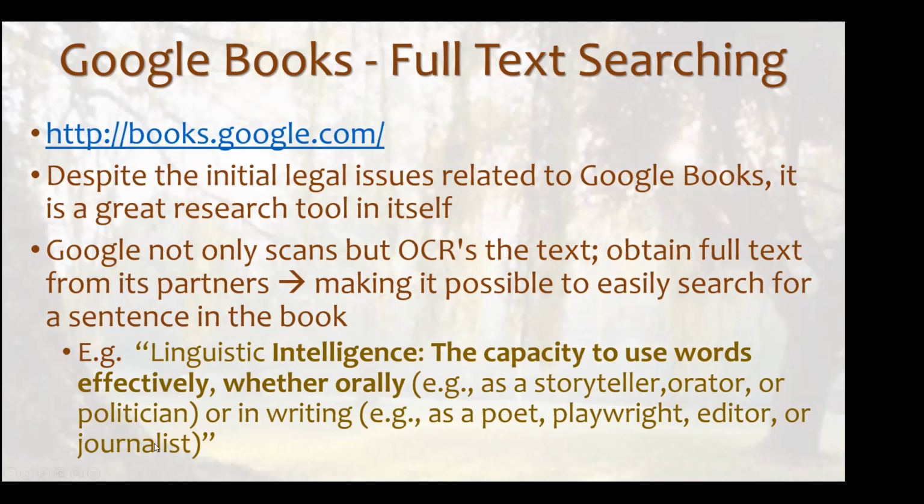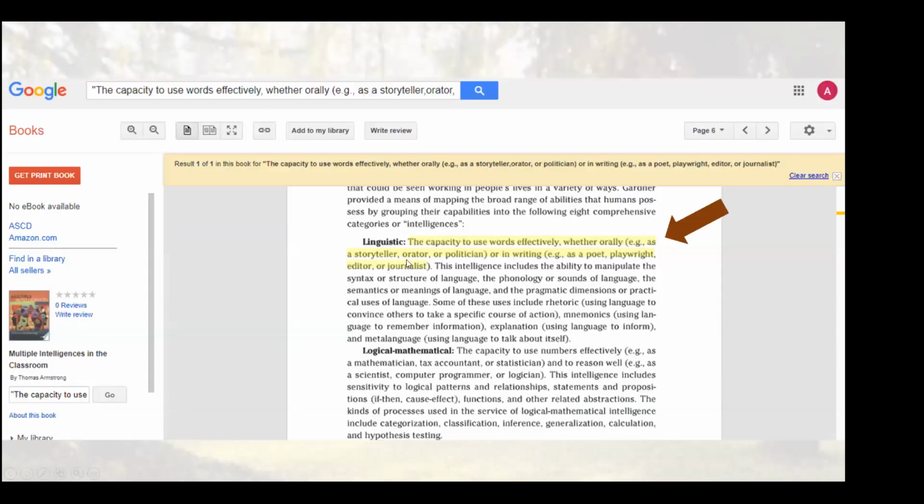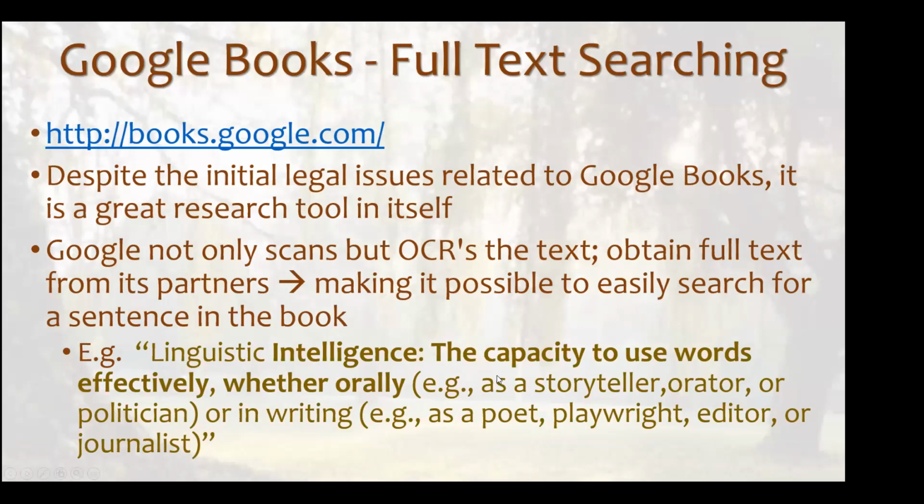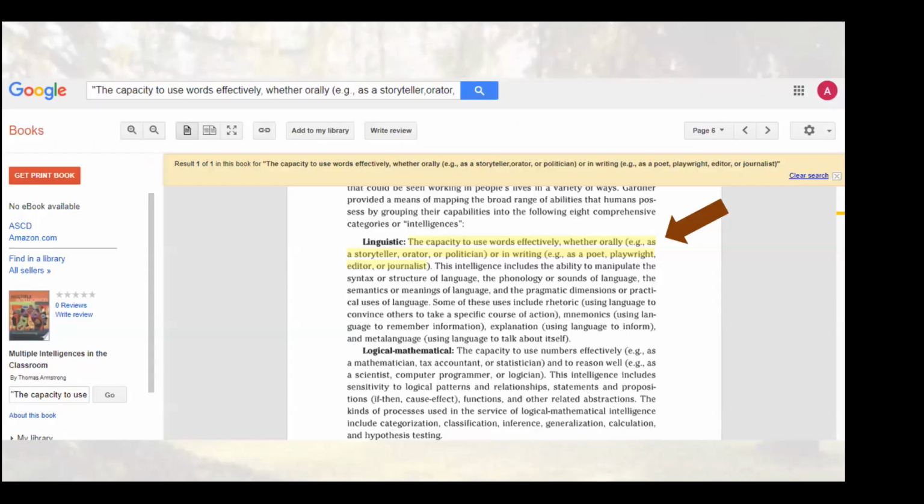So when I wanted to search for something, say linguistic intelligence, or this capacity to use words effectively and so on, I can search that part. Right? So you can do this in books.google.com. We had a legal issue at the beginning, but now it's not so. So when I search for that, I actually get exactly where it is in the book. It's in Multiple Intelligences in the Classroom. You can see the capacity to use words effectively, whether orally or in writing. So I can search for linguistic intelligence, and it will give me specifically where it is in the book itself.